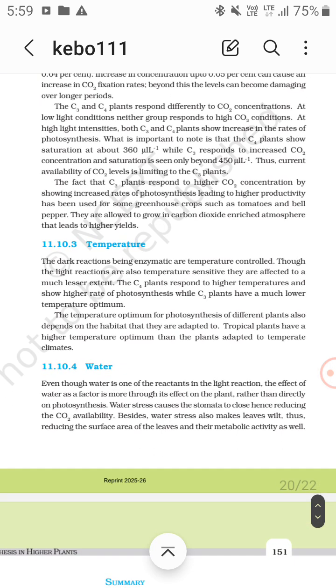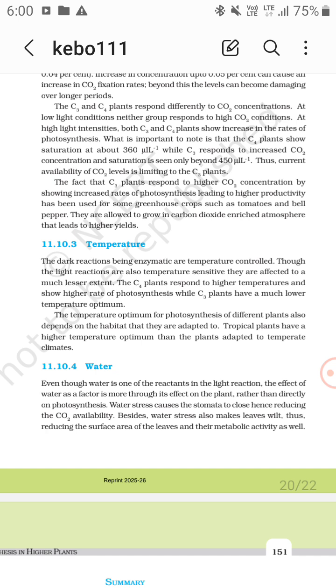Now temperature. The biosynthetic phase has enzymes, and enzymes are affected by temperature. So dark reactions are affected, these are enzymatic and they are temperature controlled. Light reactions are also temperature sensitive, but they are affected less. Okay, now C4 plants respond to higher temperature and show a higher rate of photosynthesis, while C3 plants have a much lower temperature optimum, so their requirement is fulfilled even when the temperature is minimal, but the requirement for the C4 plant is high temperature.